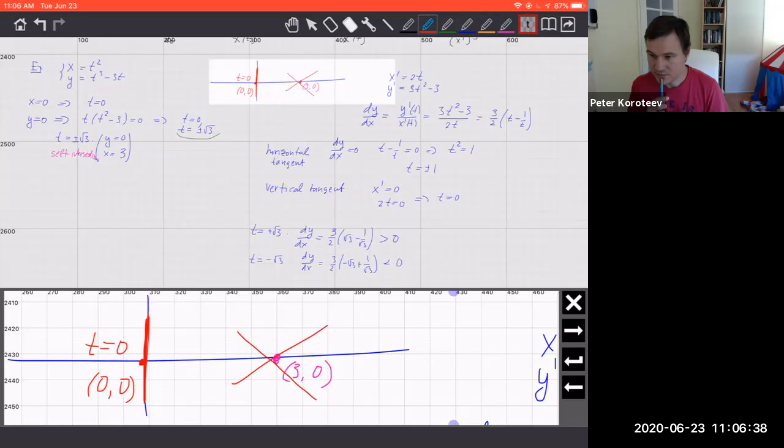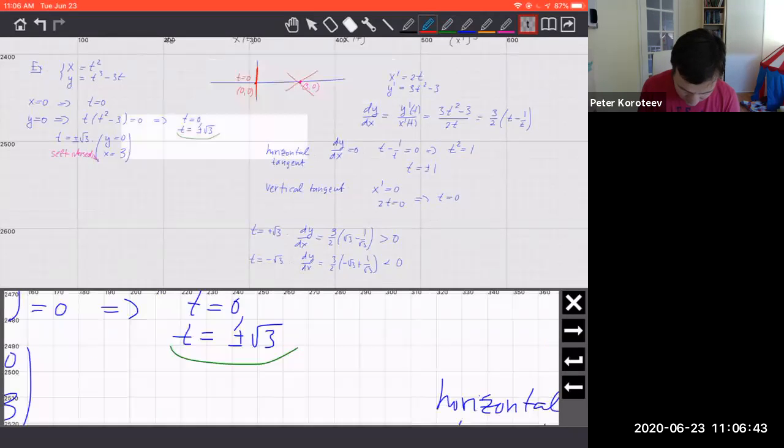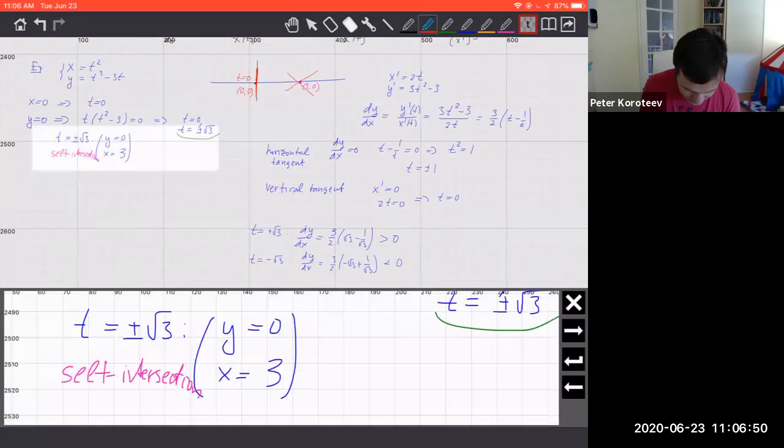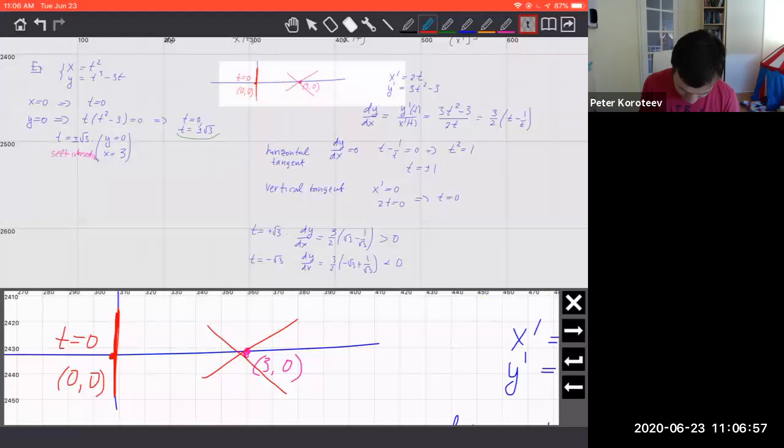Why are we evaluating it at root 3 again? I'm a little lost. Sure. The reason why square root 3 is special is because when t is equal to plus or minus root 3, we know that we are at the same point, the point x equals 3, y equals 0. It's this point over here. It's a special point on the curve where the curve self-intersects. So expect to have a loop like that, with a self-intersection. Sarah, does that make sense?